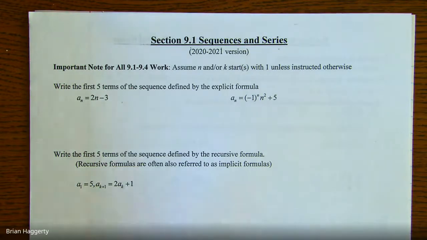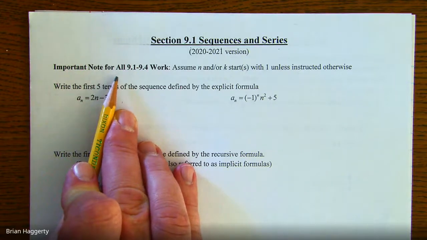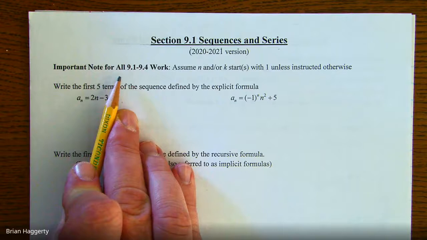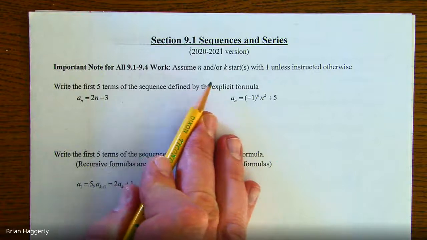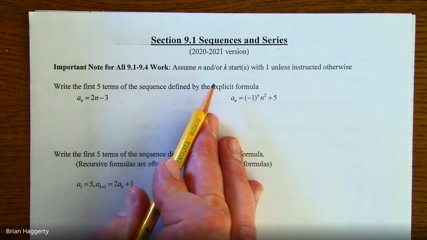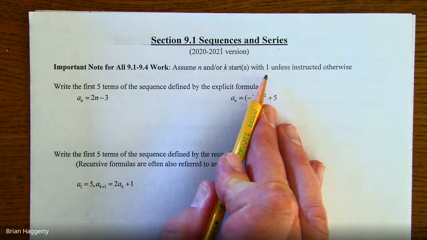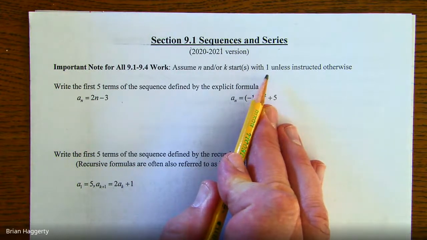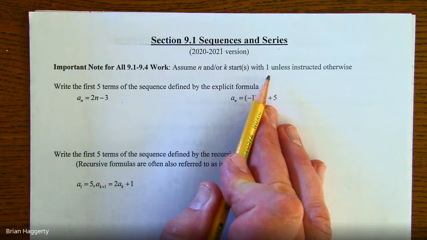Okay, an important overall note for all of what we're doing in 9.1 through 9.4. When you're working with number patterns from a formula, the most common beginning point is to have your n or your k, whatever the variable is for the problem, begin at 1 or 0. You're assuming 1 unless you're told otherwise. So the first term is your a sub 1. There are patterns where your first term is an a sub 0, and there'll be something specific within the problem to indicate that.